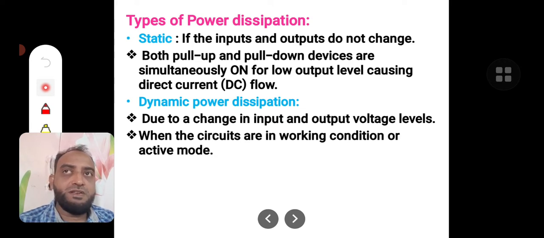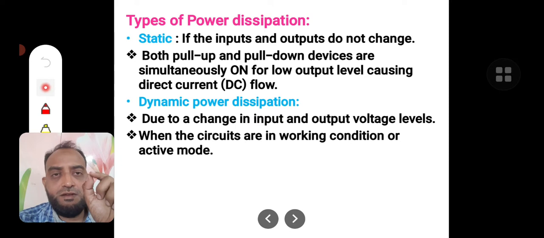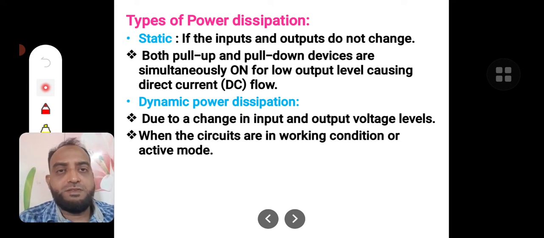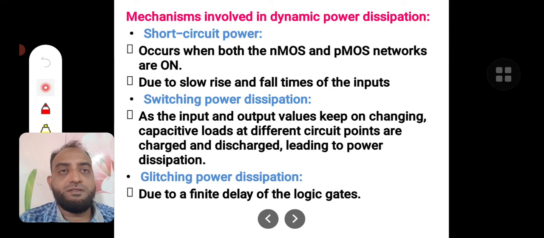Whenever an input signal or the output signal changes its level, the time required to change its level will be very short. The power consumed during that short period, the period it takes for a signal to shift from 0 to 1, going up, whatever the power consumed in that short time, is called dynamic power dissipation.